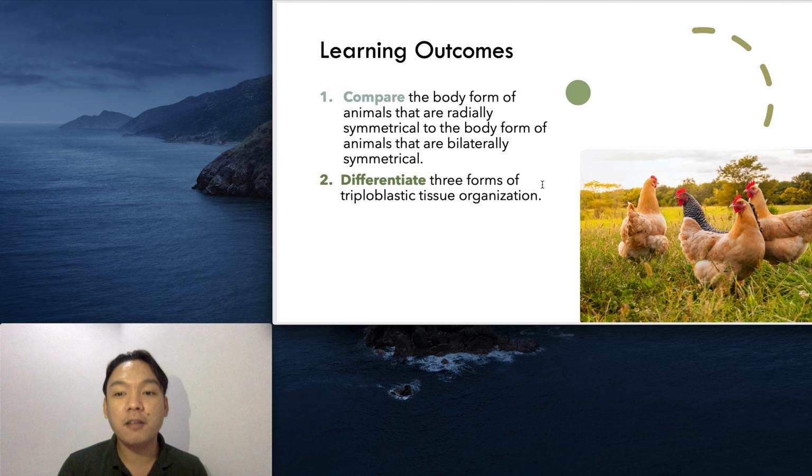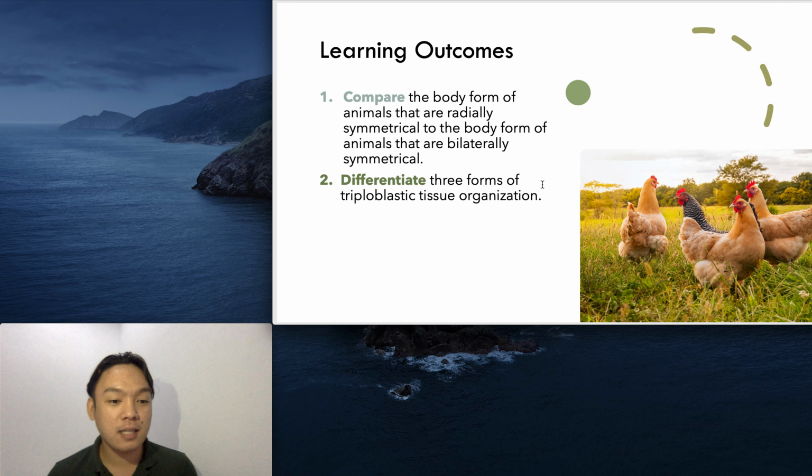In the learning outcomes, we will be comparing the body form of animals that are radially symmetrical to body forms of animals that are bilaterally symmetrical. We also have to differentiate the three forms of triploblastic tissue organization.